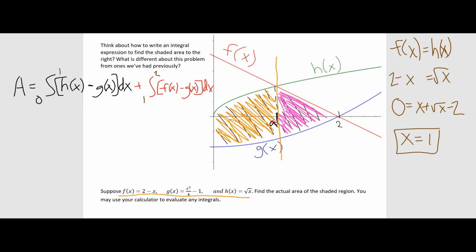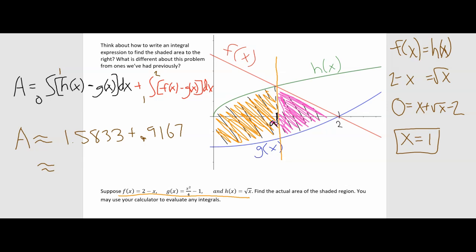You're then going to use the calculator to evaluate. I'm not going to rewrite everything, but if we do evaluate, we end up getting about 1.5833 for the orange area. That's going to be the integral of h of x minus g of x. We end up getting about 0.9167 for the pink area.